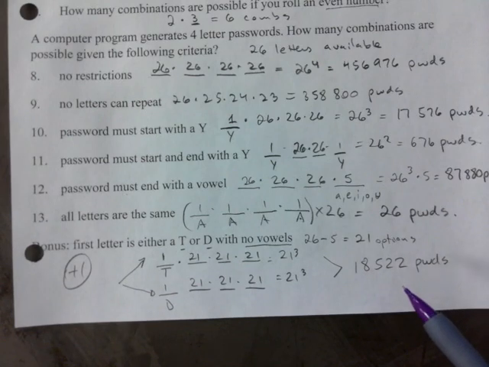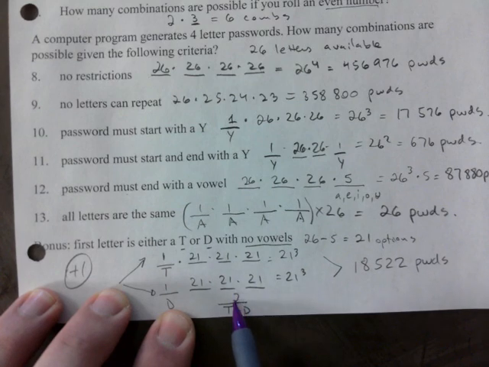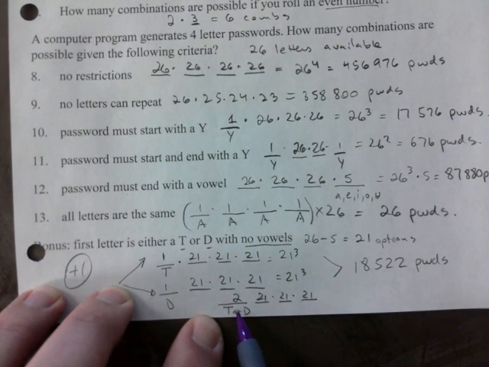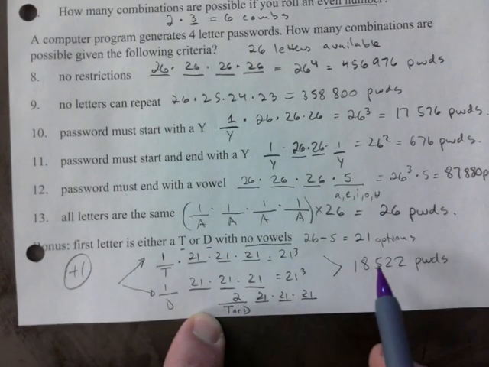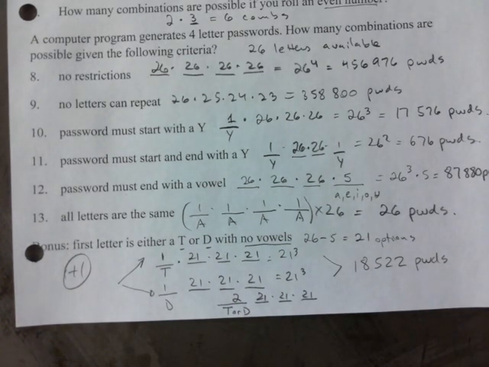You will see me use shortcuts for time purposes. What I do is I will say T or D like this, and I'll say there's 2 options, and then I'll say, right, next is like this, and you can tell that you're going to get the same answer. You're basically multiplying 21 cubed times 2. So that's how I tend to solve these, just to save time.